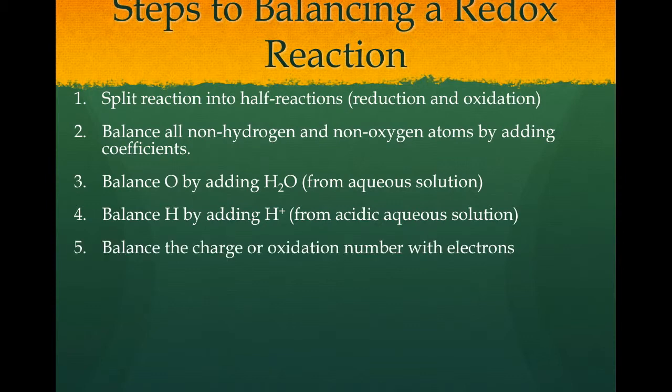The fifth step, we're going to balance the charge with electrons. So we're going to really examine the charge on all of our species on the reactant side, and we're going to examine the charges on all of our species on the product side. And if the charge is not the same on both sides, we are going to add electrons to make the charge the same. Now, by adding electrons, think to yourself, what is that going to do to the overall charge on the side that you add electrons to?